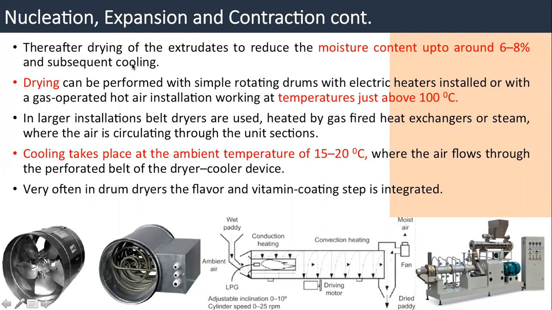gadgets. Right? Thereafter, drying of the extrudate to reduce the moisture content to 6 to 8%. So for tip-like products and pasta-like products, the moisture content is somewhere around 6 to 8%. It means a dry product. Drying can be performed with simple rotating drums. You can see drum dryers with electric heaters or gas heaters. And it is possible to use hot air dryers.